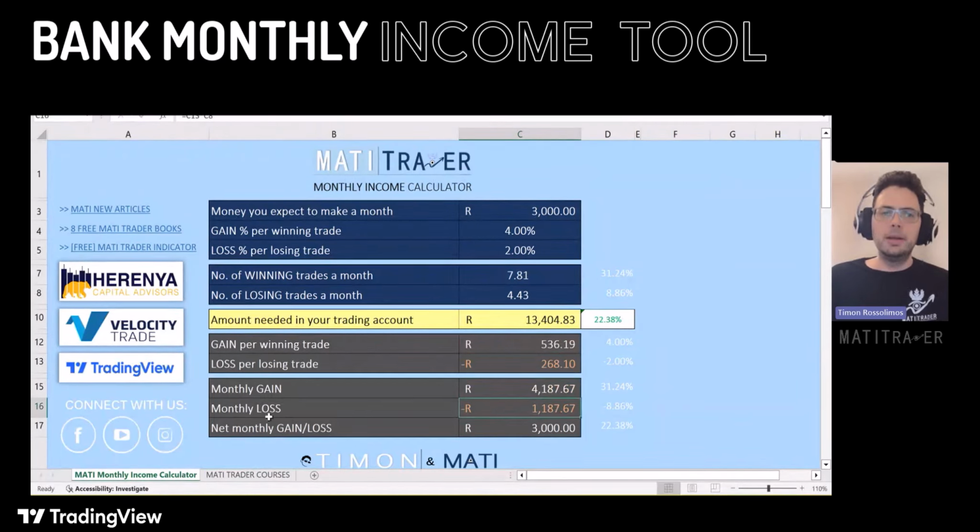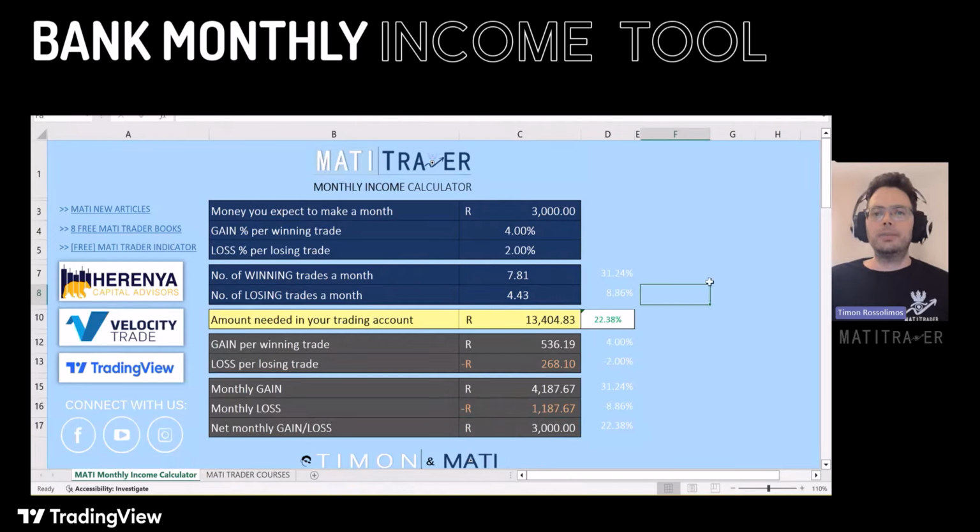Let's carry on. The monthly loss. So we are taking the loss per losing trade and multiplying that by the number of losing trades that we can expect a month, and that is 1,187.67 loss. So if we subtract those two, the gain minus the loss, we are going to be banking our 3,000 Rand income per month.